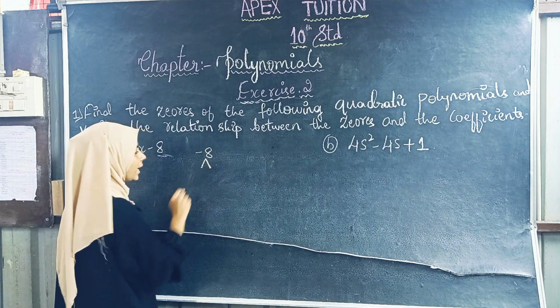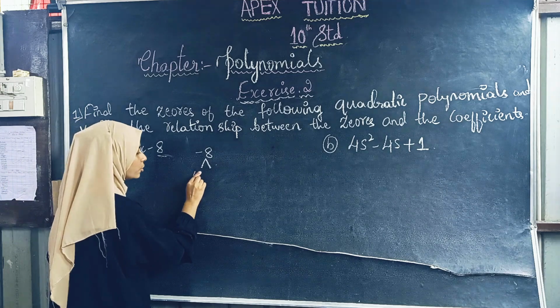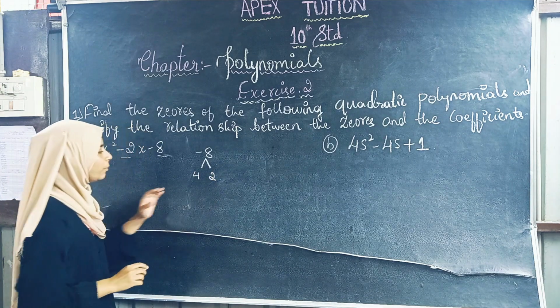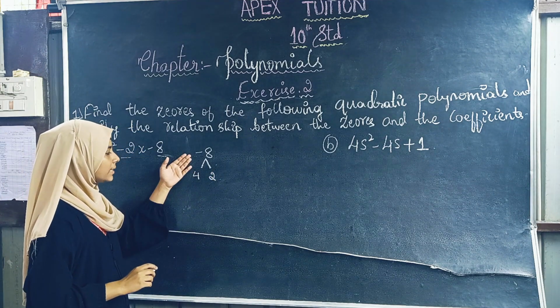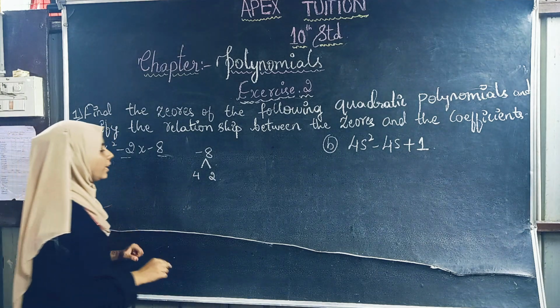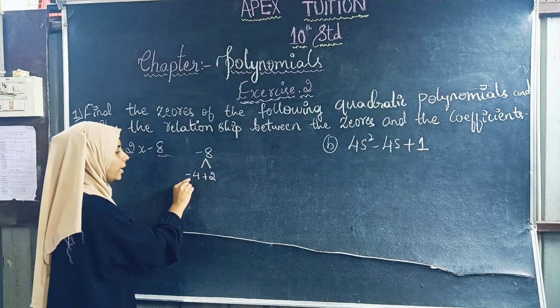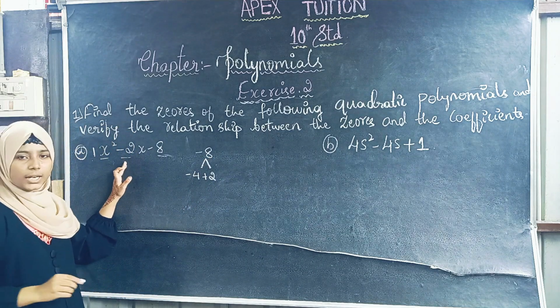We have to factorize this. We know in the 4 table we will get 8. 4 twos are 8. We have to multiply 4 twos are 8, we will get minus 8. But we have to add, meaning we have to get minus 2. Then we will take minus 4 plus 2. 4 twos are 8. When the bigger number's sign is minus, then we will get minus 2.